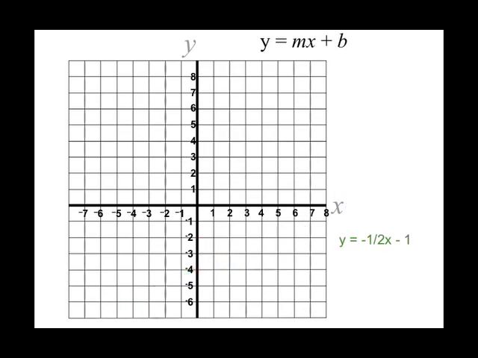Next question, given y equals negative 1 over 2x minus 1, so you're going to put a point at the y-intercept, negative 1, and you're given that the slope is negative 1/2. So you're going to go from this point, a rise of negative 1 and a run of 2. So there's your run of 2 and your rise of negative 1, and then you draw a line through those points.